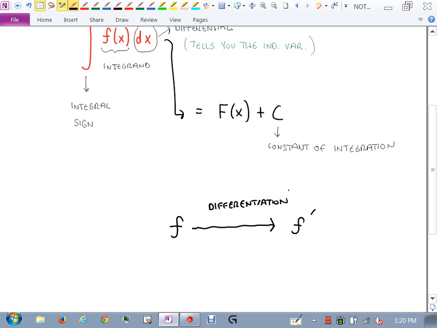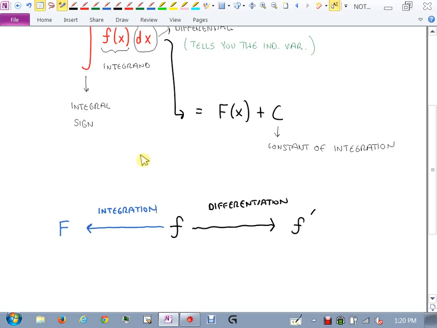If you instead start with the function and go back to some capital F, take its antiderivative, this is called integration. So that's a new technique, a new process. The process of taking the derivative of a function is called differentiation. The process of taking the antiderivative of a function is called integration. Make sense? Okay.